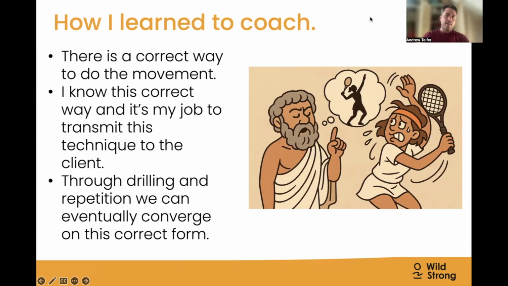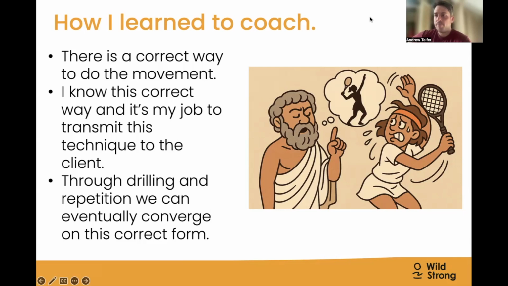So, in these traditional models, there's this assumption there's a correct way to do the movement, and the coach knows what the correct way is, and it's their job to transmit the technique to the client. And then through drilling and repetition, we can eventually converge on this correct form. So, whether it is tennis serves or how to free throw in basketball or how to throw something, there's a correct way to do it. And by cueing and coaching and drilling, eventually people will get this one correct way.